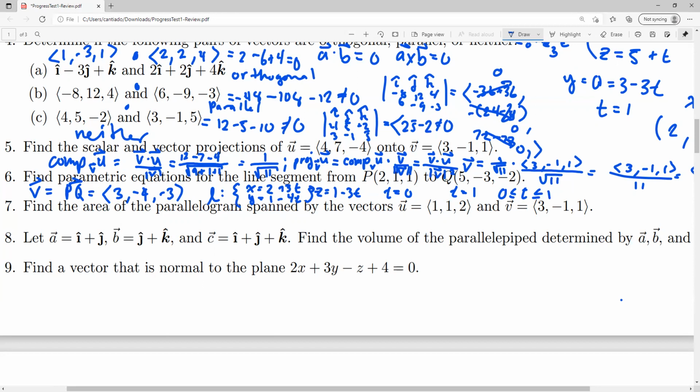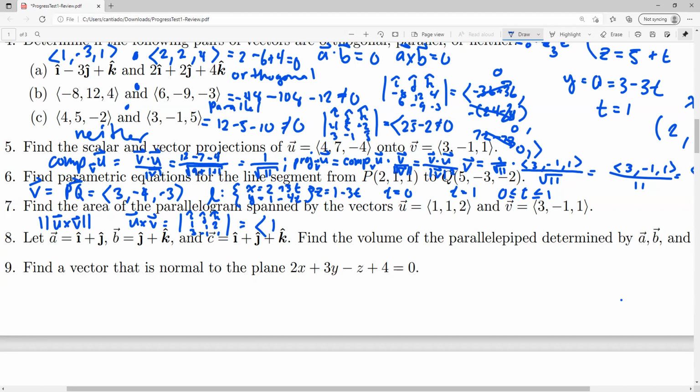Okay, so if we go to 7 now, we're doing the area of a parallelogram. Well, there's a formula for this. The area of a parallelogram spanned by any 2 vectors is simply the magnitude of the cross product, right? So first we've got to take the cross product. Let's go ahead and do that first. Let's take the cross product of u cross v. So u cross v is equal to this whole deal again: 1, 1, 2, and this is 3, negative 1, 1. And then if we go ahead and do this now, we'll get 1 times 1.